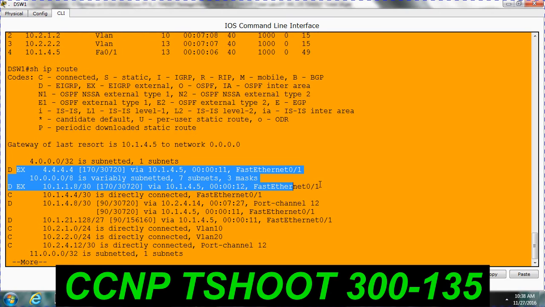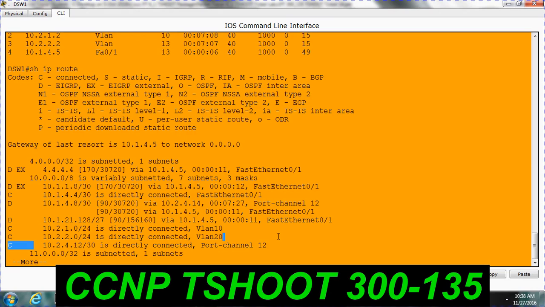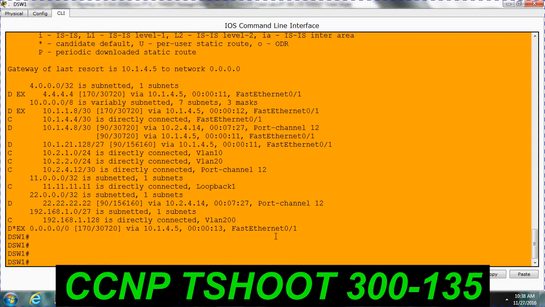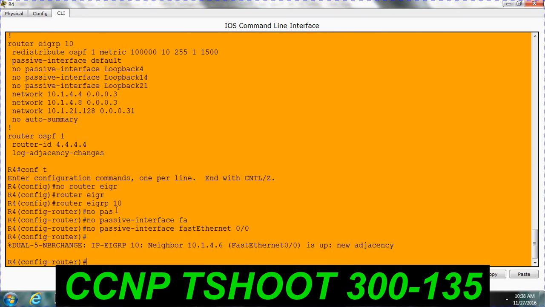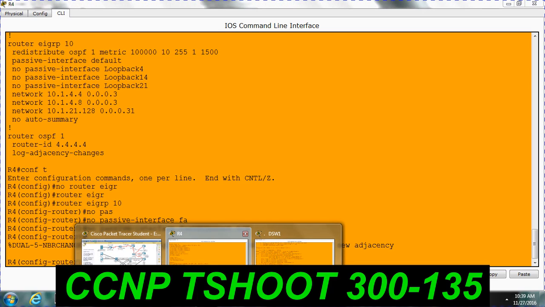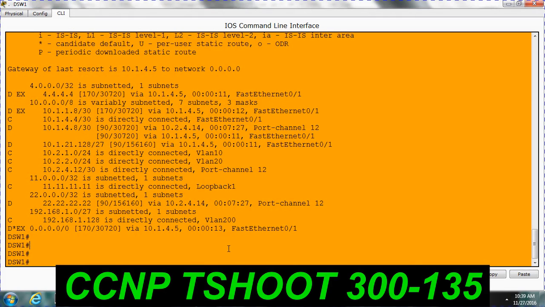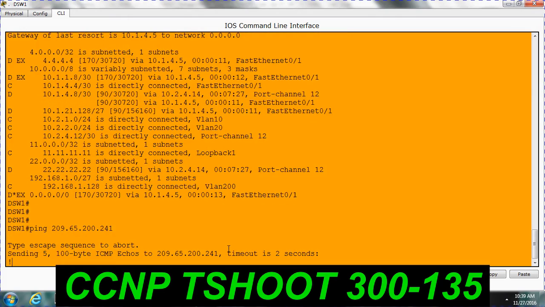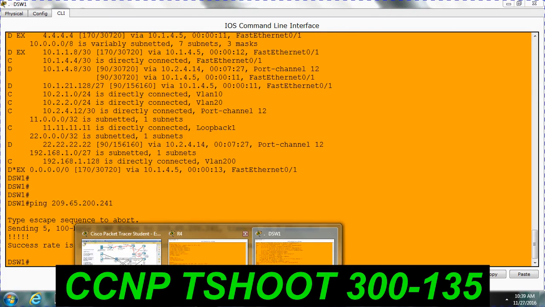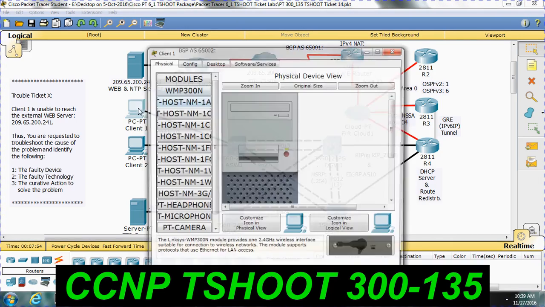See, you are learning the OSPF routes. You can get the default route also. So any packet destined towards the web server will forward to FastEthernet 0/1. Then the packet will come here, then it will forward towards R3, then it will go to R2, then it will reach the web server. Okay, now you are able to ping the web server, right? Even you are able to ping from the PC as well.